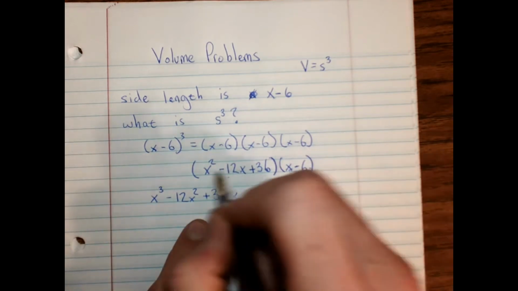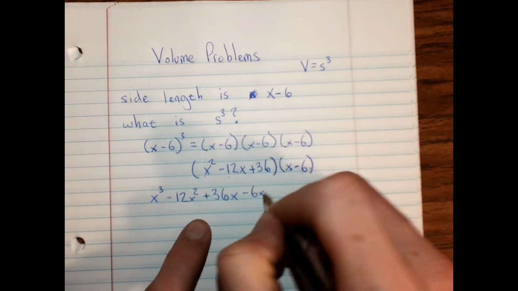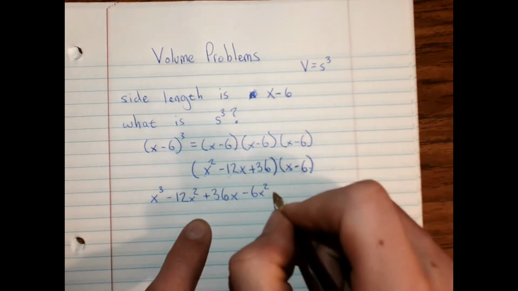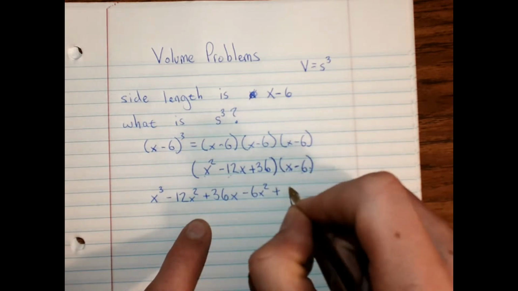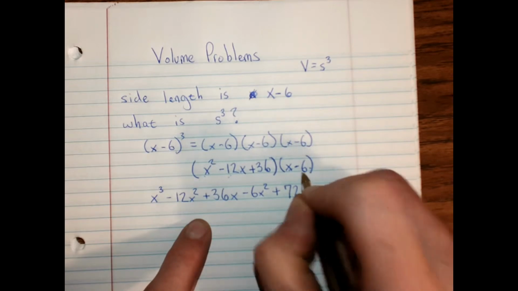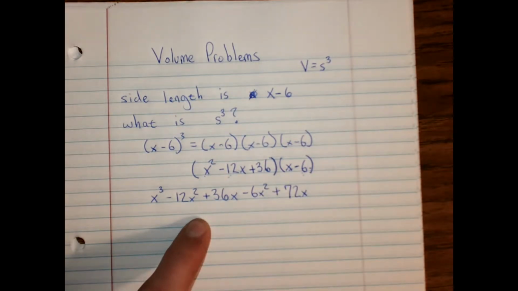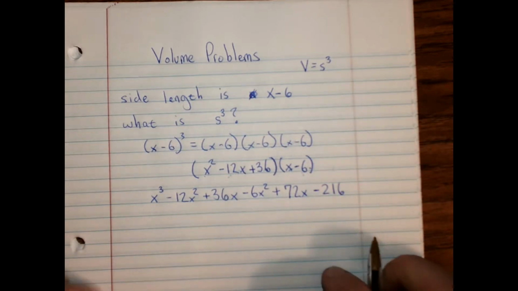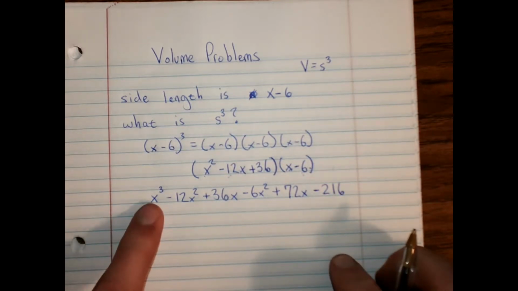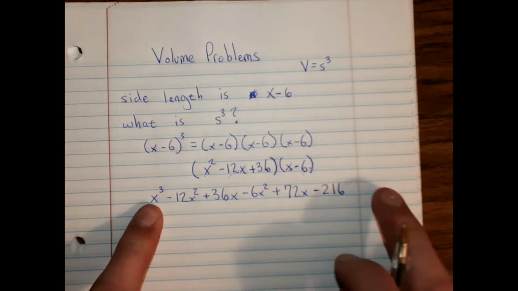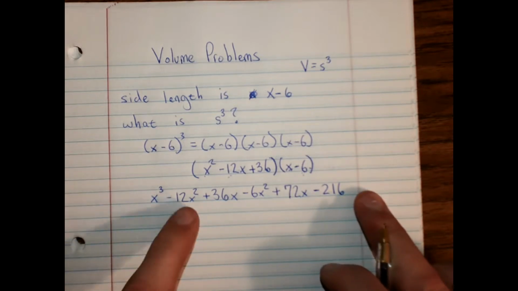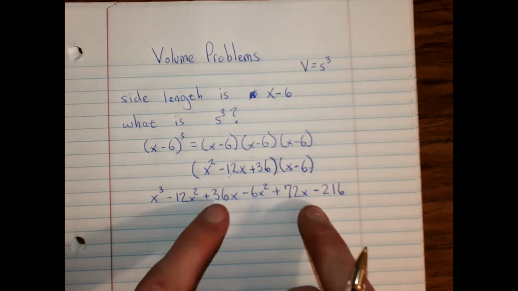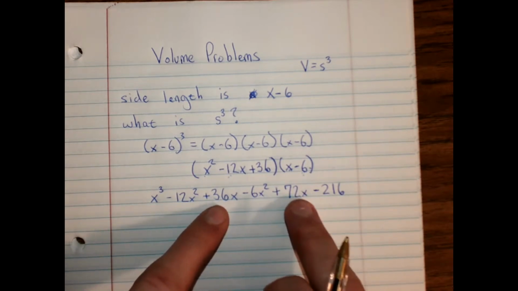Negative 6 times x squared is negative 6x squared. Negative 6 times negative 12 is positive 72x. And negative 6 times positive 36 is, calculator, possibly 216. It is negative 216. And now we combine our like terms. The x cubed won't have a companion, and the negative 216 won't have a companion, but the x squareds and the x to the first power as well.